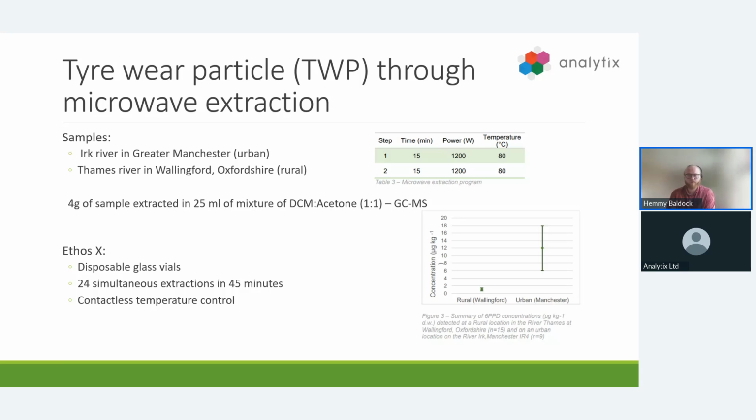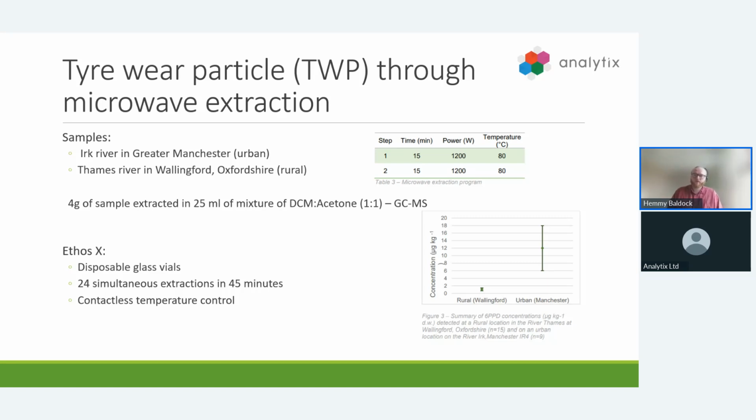25 ml of solvent mixture was added. This was DCM acetone in a 1:1 ratio. The extraction procedure was carried out using the method which can be seen in the top right-hand corner of the slide, with a 15-minute ramp to 80 degrees and a 15-minute hold at 80 degrees. After extraction, the samples were filtered and concentrated with a step of cleaning through size exclusion chromatography prior to analysis on a GCMS system.